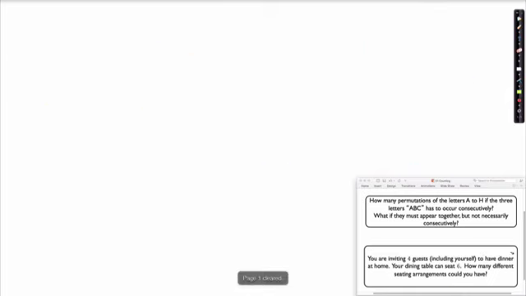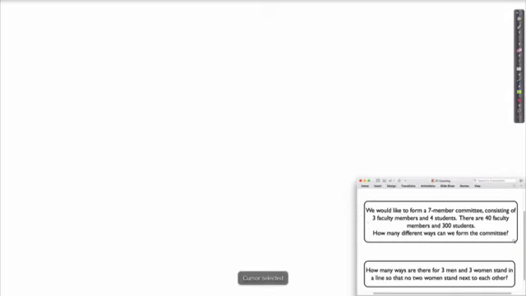We are now going to look at the next slide of exercises, and we're going to discuss them as well. So we would like to form a 7-member committee consisting of 3 faculty members and 4 students. There are 40 faculty members and 300 students. So how many different ways can we form the committee?